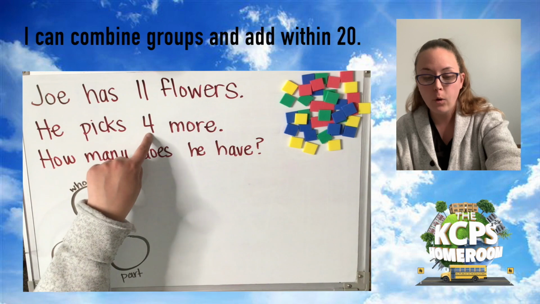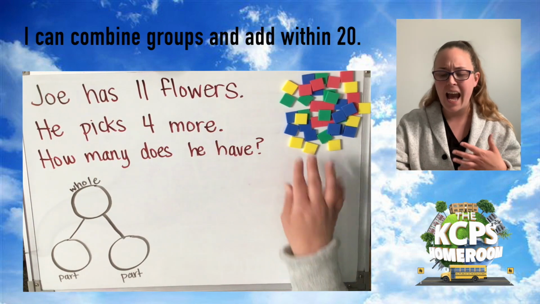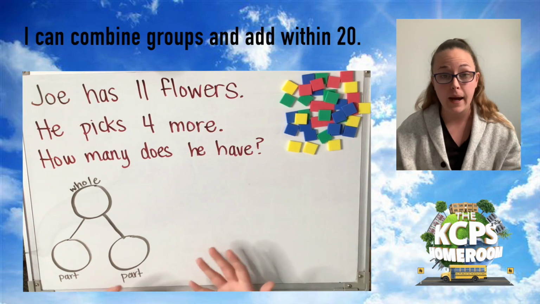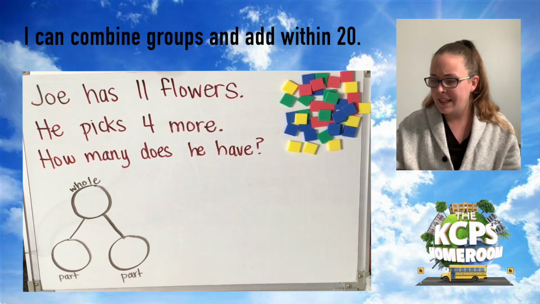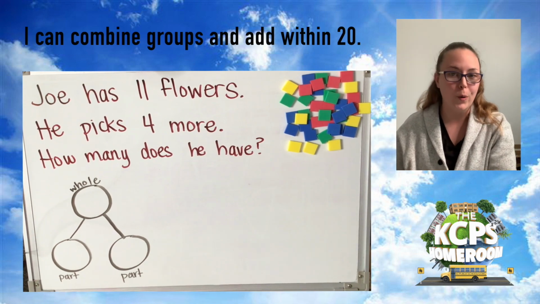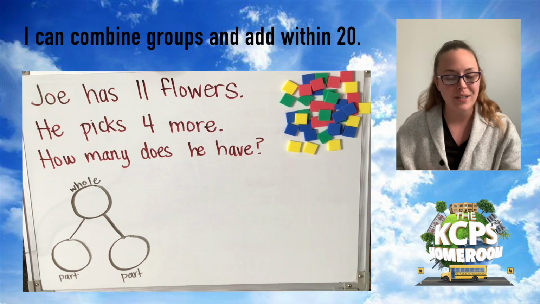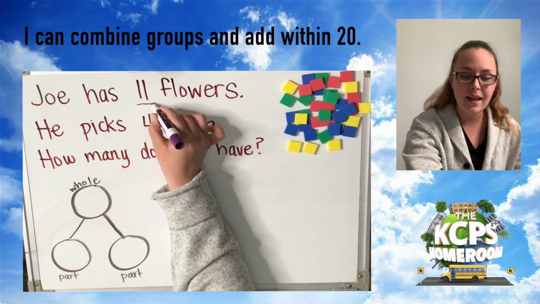He picks 4 more. Oh, what does that mean? That means he has some in his hands, and then he goes back to get more. So does that mean 11 is a part, or is it our sum? Is it our whole? If you said it's a part, you're exactly correct. Great job. So Joe has 11 flowers.